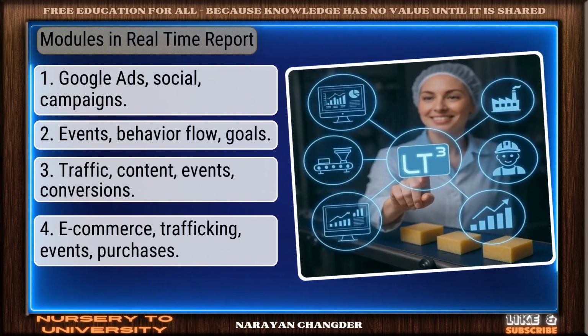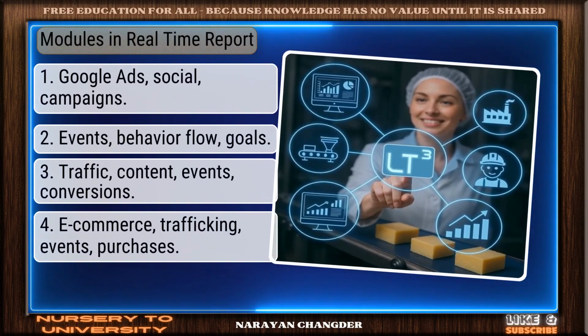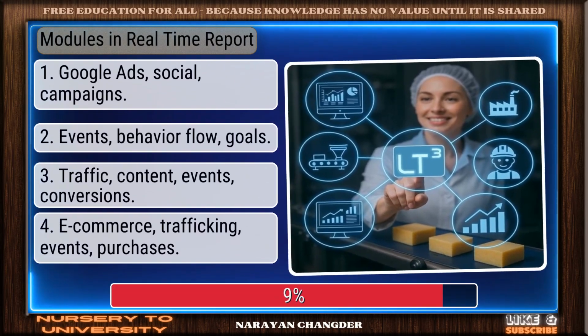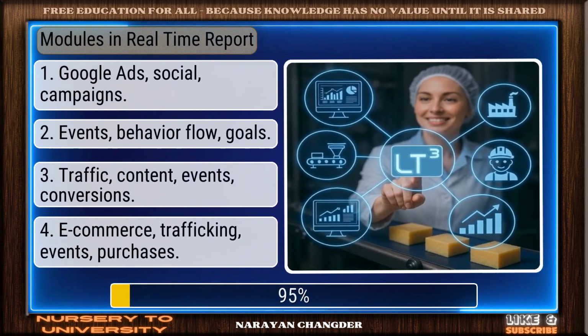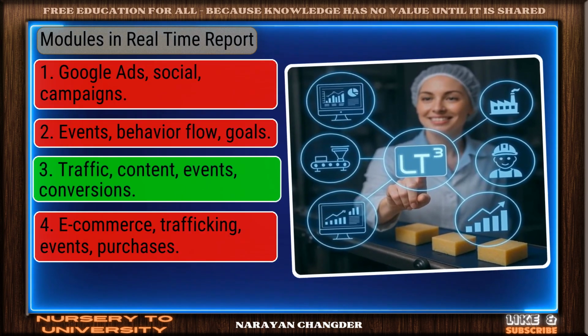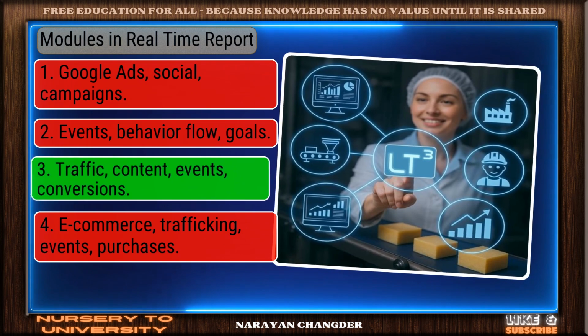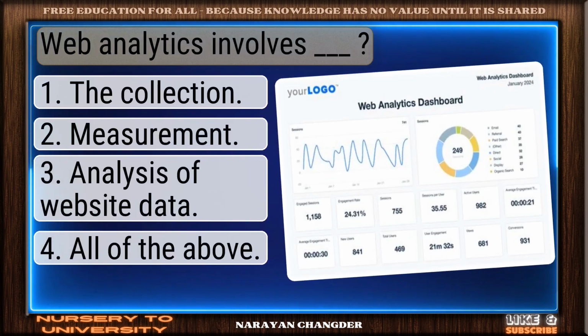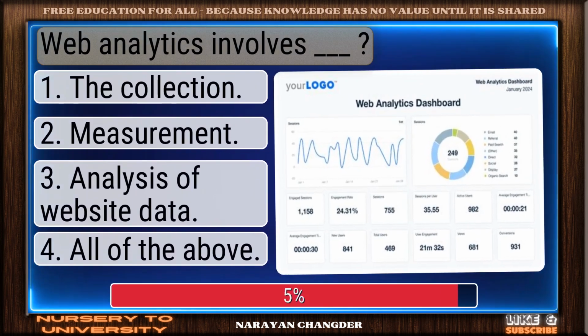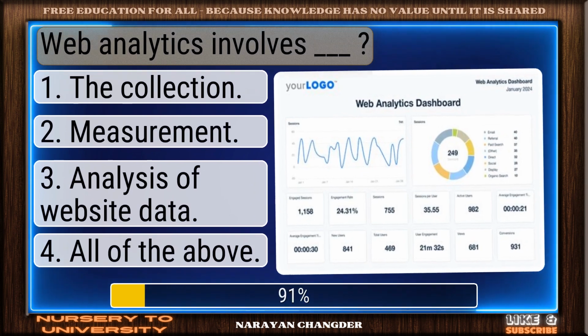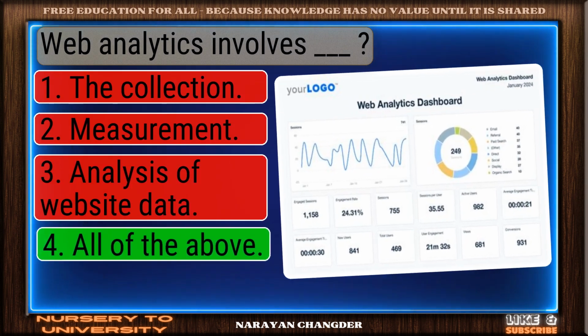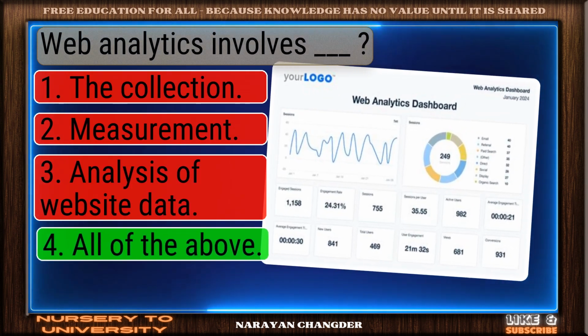Can you solve all these Google Analytics questions? Modules in real-time report. Well picked. Traffic, content events, conversions is the correct answer. Web analytics involves dash. Great job. All of the above is the accurate answer.